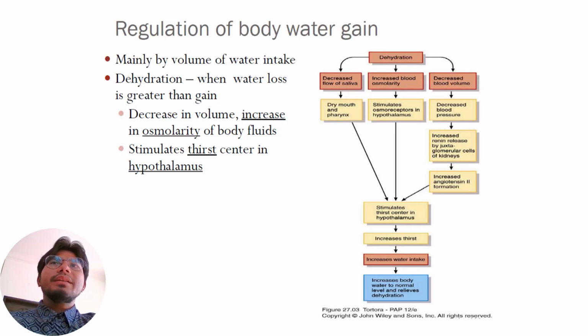This slide explains the regulation of body water gain. It is not a detailed one. Actually, the water level in the human body is controlled by the hypothalamus. The hypothalamus can be stimulated by dehydration. Dehydration can lead to decreased flow of saliva, increased blood osmolarity, and decreased blood volume. All these factors can stimulate the hypothalamus to increase the feeling of thirst. Then it can stimulate humans to consume more water.